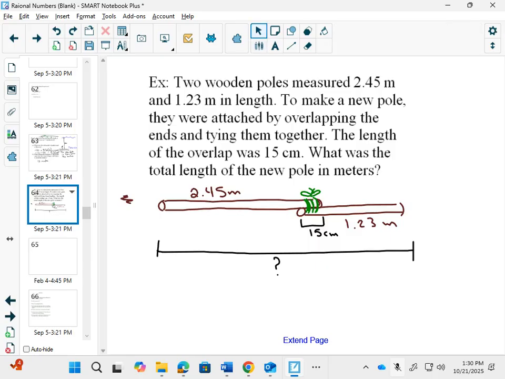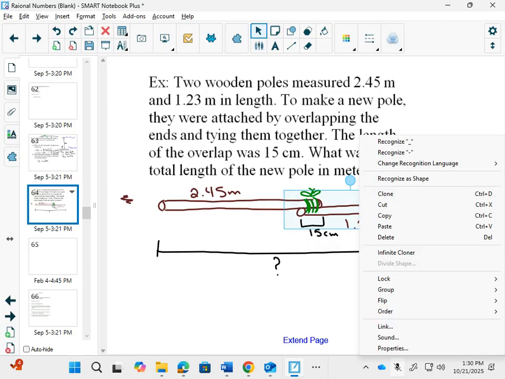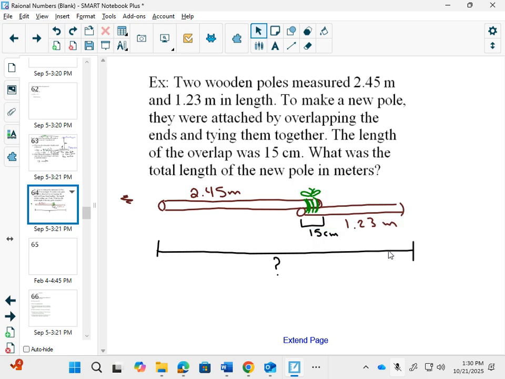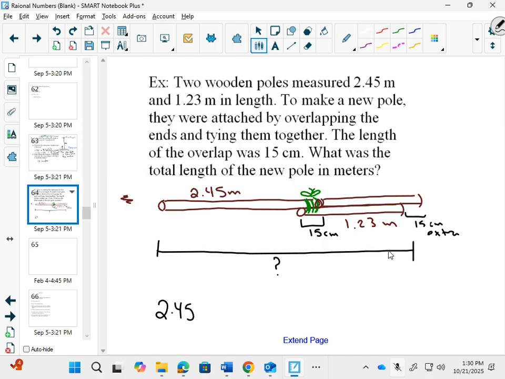If I took this one, oh wait, look at this. I love this. Right? If you had it here and joined it up that way, if you just added those two together, it would be too long. Does it make sense that this is 15 centimeters extra when I put them end to end? So if I added the two together, the 2.45 and the 1.23, that would be too long. What would I have to do to bring it back? I'd have to subtract the 15 centimeters.